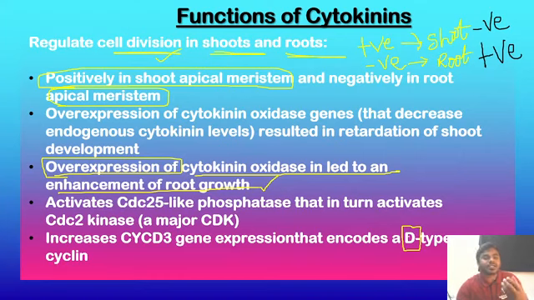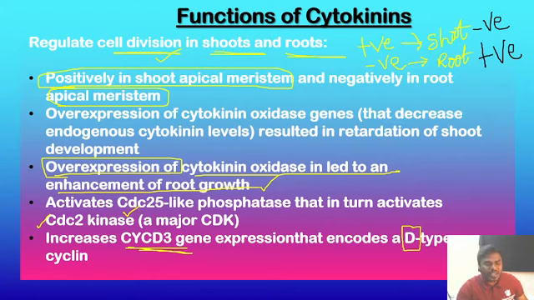If the D type of cyclin wants to be activated, first there should be a gene called the CYCD3 gene. This gene has to be expressed. If this CYCD3 gene wants to be expressed, we have to activate the CDC2 kinase. If the CDC2 kinase wants to be activated, we have to activate the CDC25-like phosphatase.